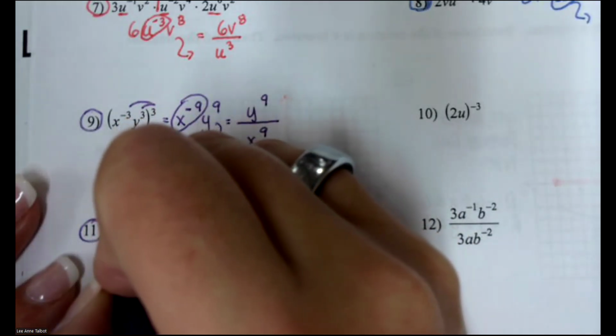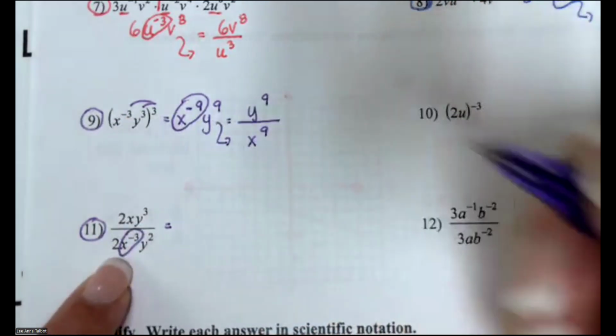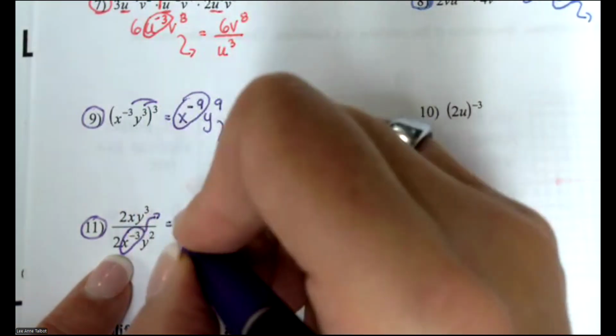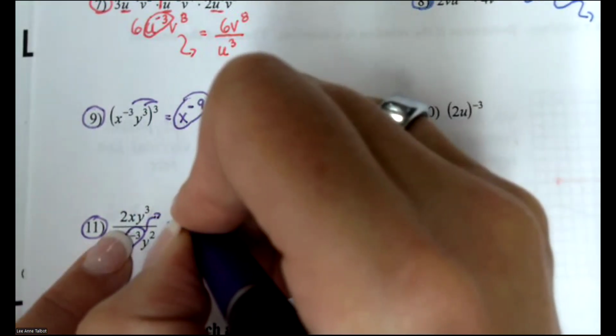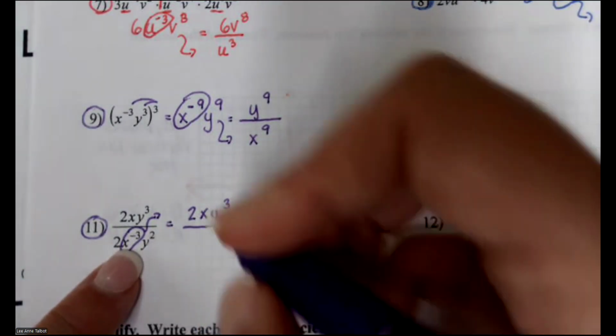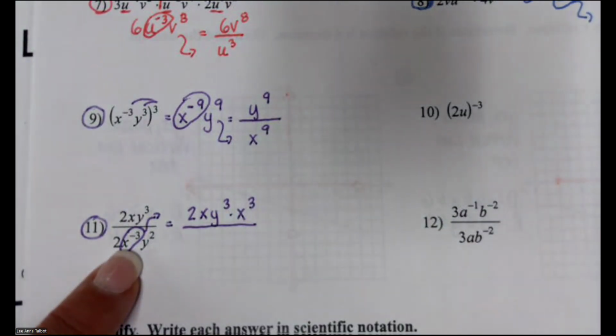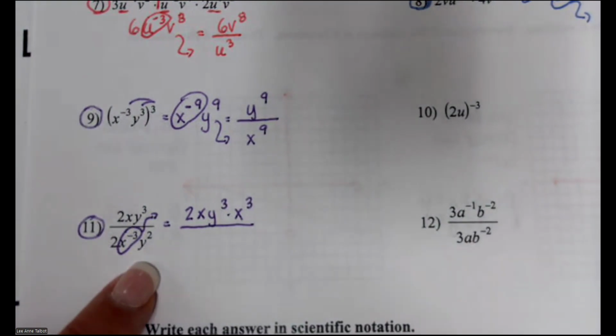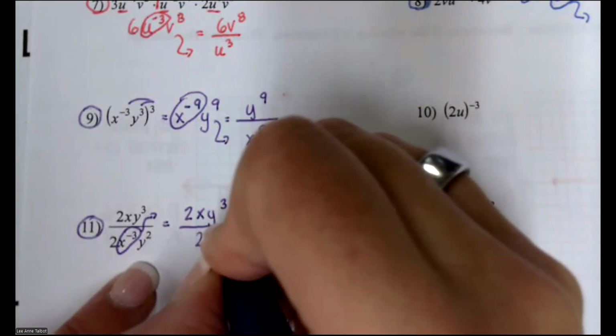Number 11. Okay, so the first thing I'm going to do on number 11 is I'm going to circle this negative exponent, and I'm going to move that to the top. So the top is 2xy cubed. That's what was there originally. And then this guy is going to come to the top and become x to the positive 3. And then 2y squared is on the bottom.